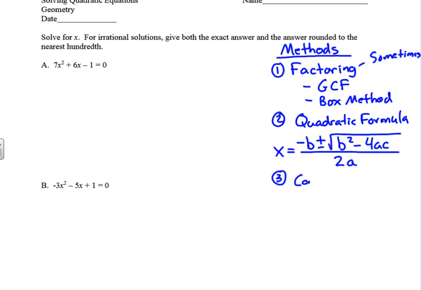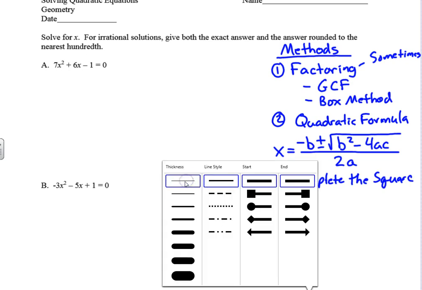And the other method is complete the square. We're going to do this in our next lab, so we'll go over that. I'm not going to do that in this particular video. We'll focus on the first two.